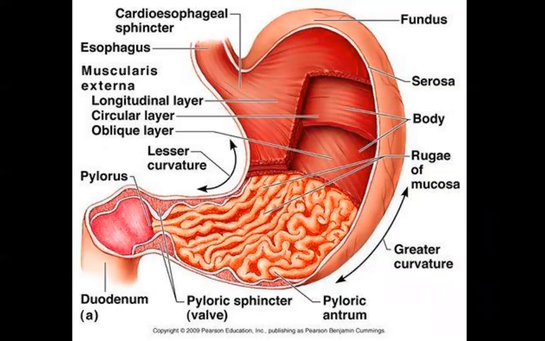What we can also see are these three layers of the muscularis externa of the stomach. There's the outermost longitudinal layer and an inner circular layer, as we find throughout the rest of the gastrointestinal tract. There's also an innermost oblique layer, which has fascicles at an oblique angle, and that adds to the mechanical digestion that can take place within the stomach.